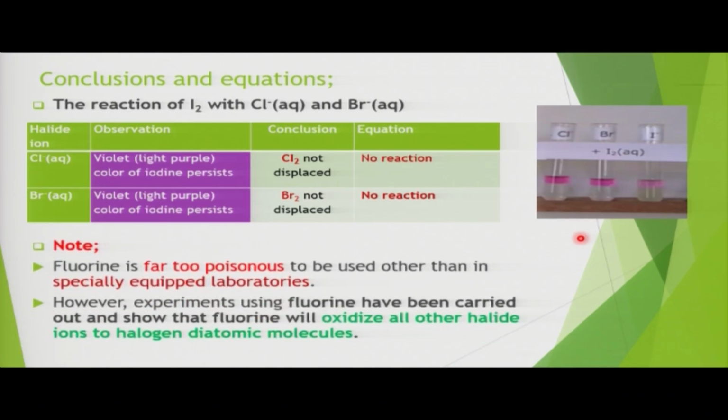Something we need to note here. Fluorine, being the most oxidizing, we expect it to displace all the halide ions. But because it is poisonous, we do not normally carry out any tests for it. Because it is poisonous, it requires a well-equipped laboratory. So we do not carry out its reactions in a normal setting. So that is with displacement reactions.